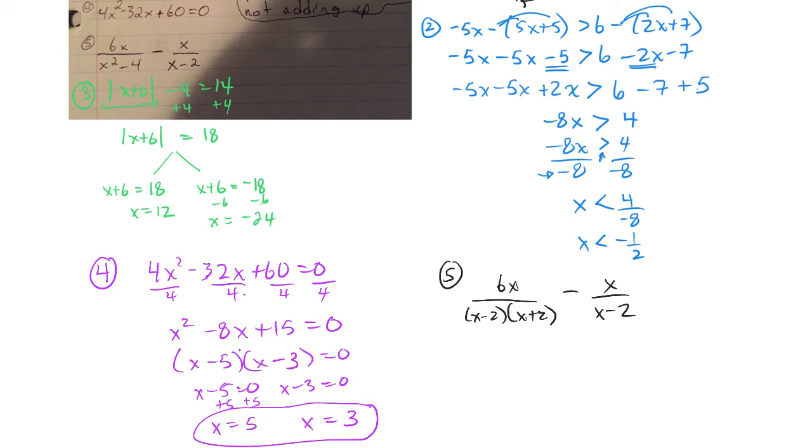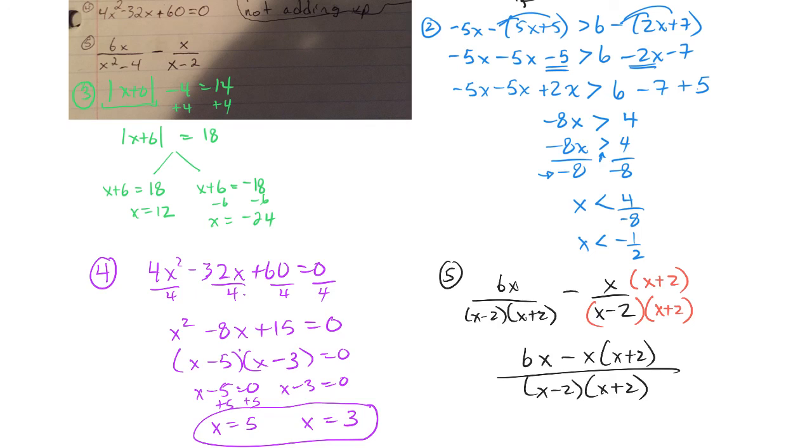So in this one, I need to get a common denominator. The first one has both factors. The second one doesn't. So I need to multiply the second one by the x plus 2 to get a common denominator. But if I multiply the bottom by that, I have to also multiply the top by that. So I will be left with 6x minus x times x plus 2 all over that common denominator.